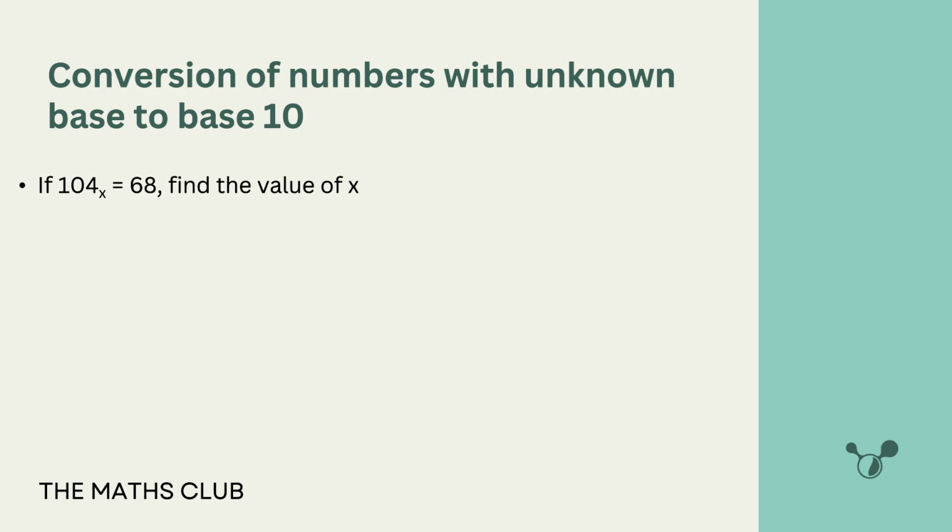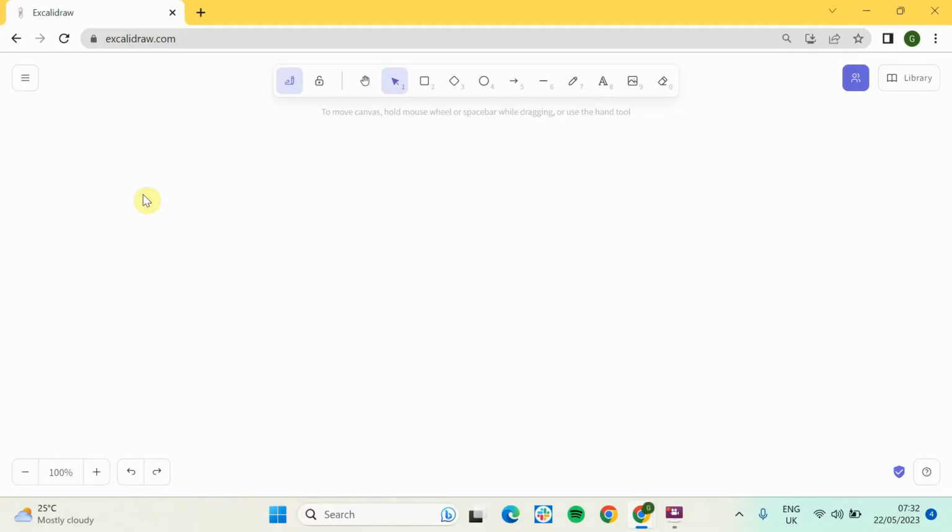So we're told to find the value of x, right? So x is a number that is unknown, which means that this is an unknown base, and we're equating it to 68. We said when we convert this number from this unknown base to base 10, it's going to give us 68. So we want to find the value of x. Let's solve it and see.